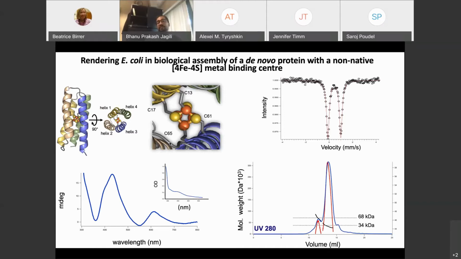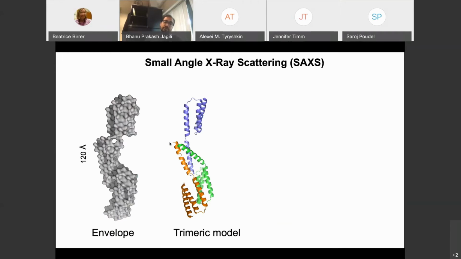So we tried crystallography. We couldn't get any crystals, so we decided we'll do SAXS, which is small angle X-ray scattering. This data was recorded at ESRF in Grenoble, and this is the envelope we got from the data. And this is a trimeric model that we built, and based on our mutational studies we know that only helix 1 is binding the iron sulfur cluster, which is this part, the central part.